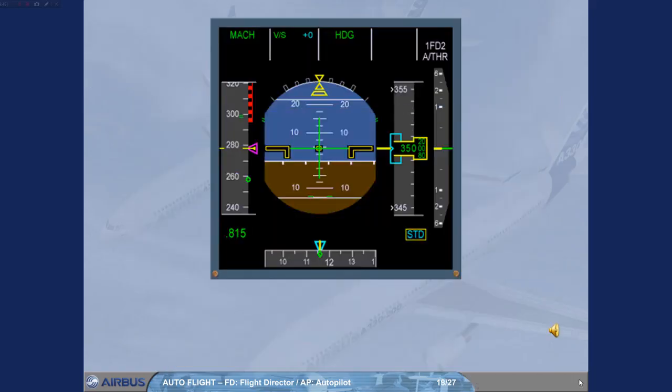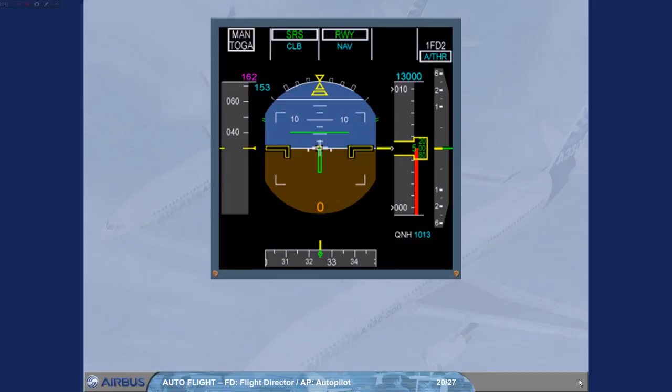Let's review the FD symbols. The FD crossbars consist of two independent bars, referenced to the aircraft attitude symbol. A horizontal bar, indicating the pitch command, and a vertical bar, indicating the roll command.